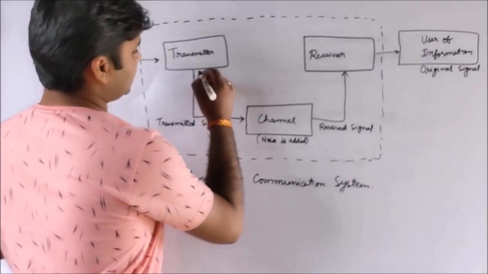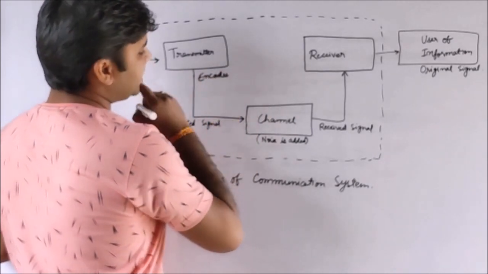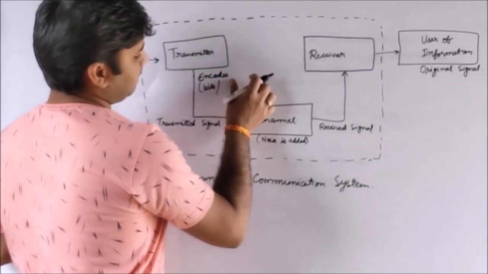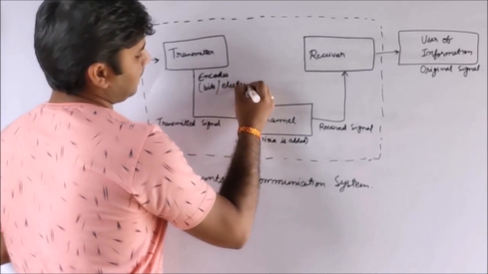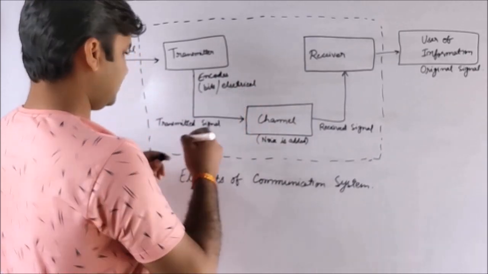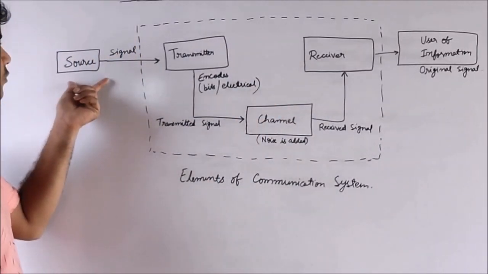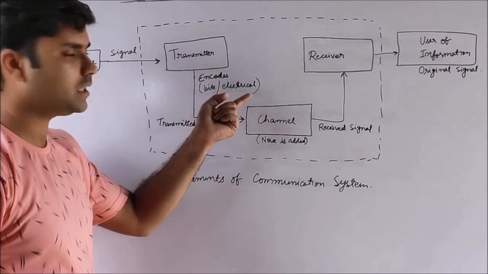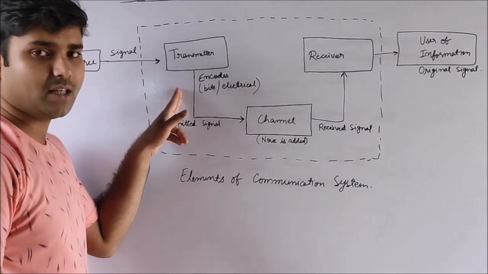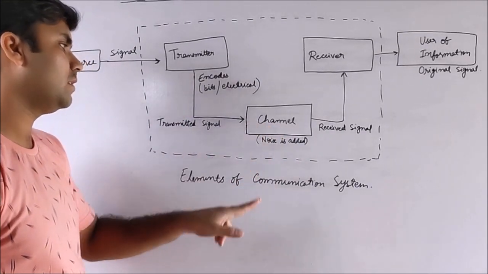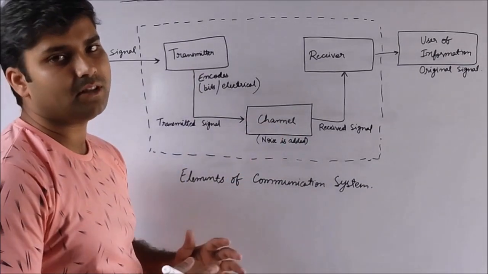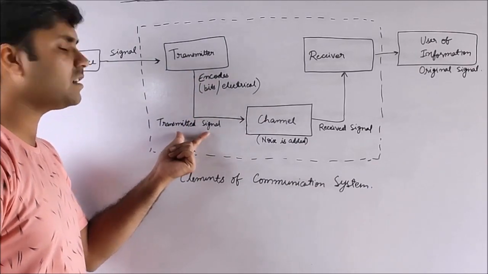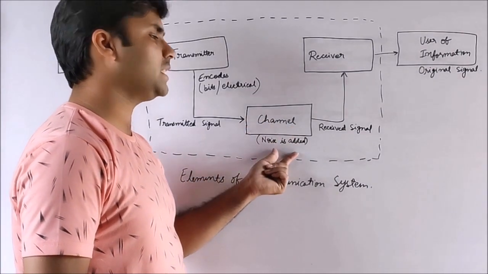Now the transmitter encodes in bits or electrical wave. Here the source signal is sent to the transmitter where it encodes into bits or into the electrical waveform. Then it sends the information through a channel. What is this channel? This is nothing but the medium that we were talking about. The signal that is coming out of the transmitter is called the transmitted signal, which is going through the channel where noise is added.